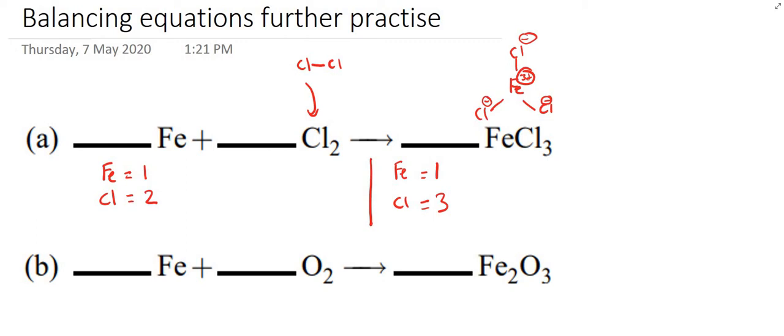Alright, so we've got to fix our numbers. We've got to make sure the law of conservation of mass holds. So our irons are looking good, but our chlorines are not. So we've got a 2 on this side and a 3 on this side. Now that's a little bit tricky.